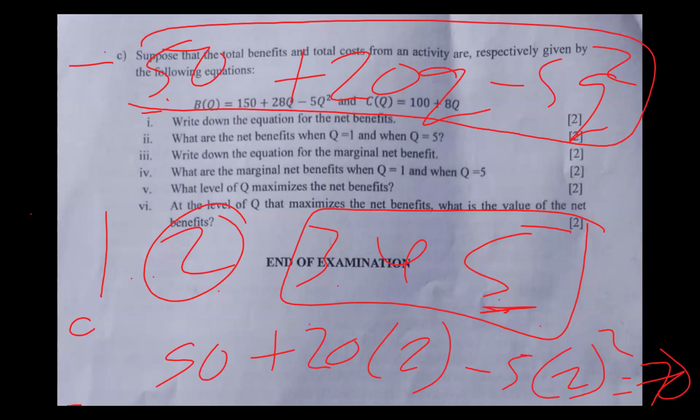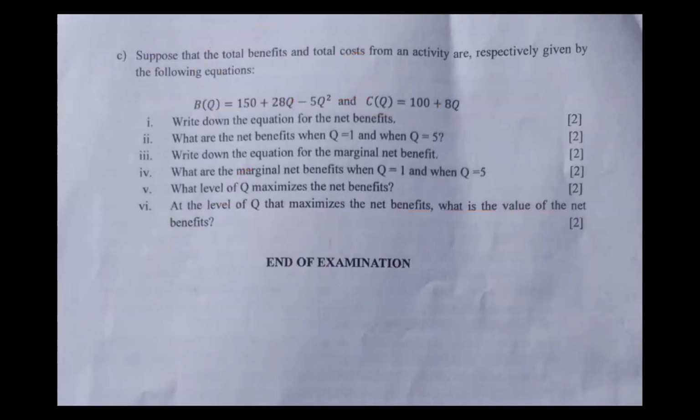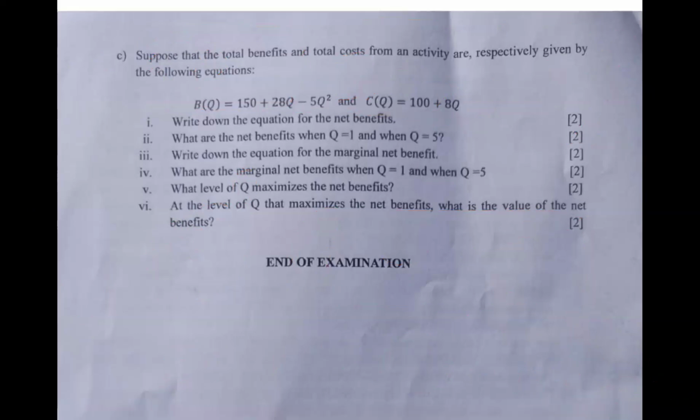What is the value of the net benefit? You have already said the level is 2, then the value is 70. The value is 70. So that's about question number 5. So that is what we are supposed to do.